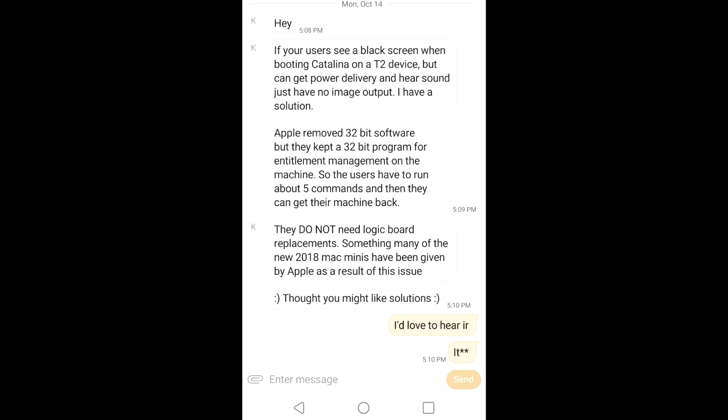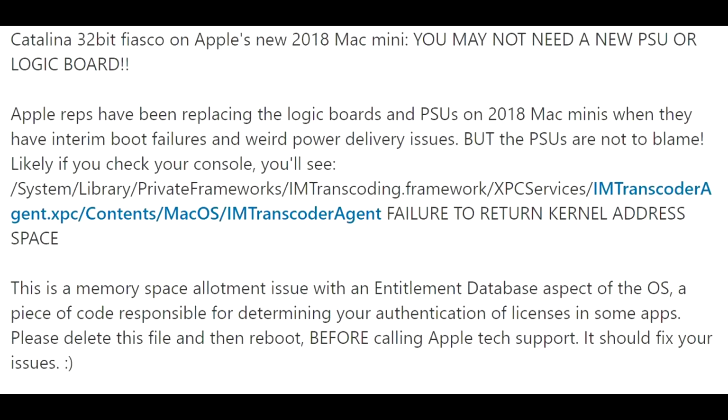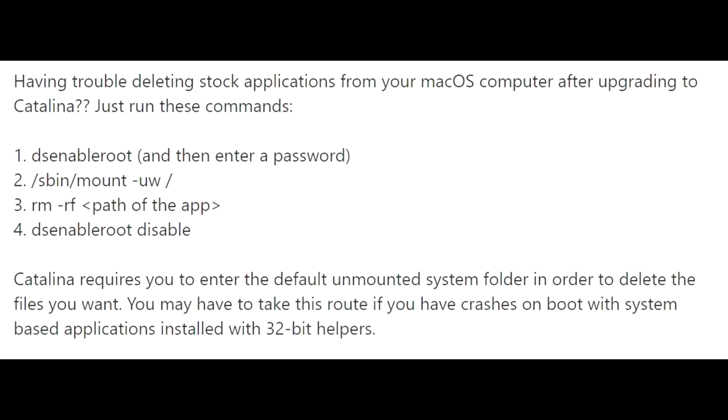Now, the issue here appears to be that there is a 32-bit program for entitlement management on the machine, and Catalina doesn't seem to play nice with 32-bit software. Entitlement management being software that tells if your software licenses and everything are how they're supposed to be. Now, what they're doing with the Mac Mini, for at least my friend, is saying that you need a new logic board or a new power supply, but the reality is that you may only need to delete a single file if you're having this issue.